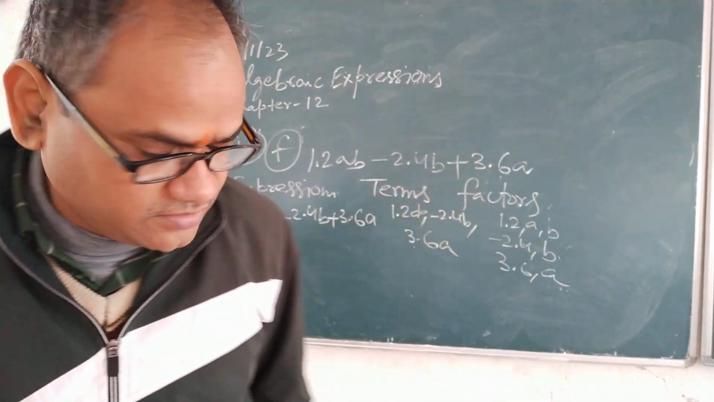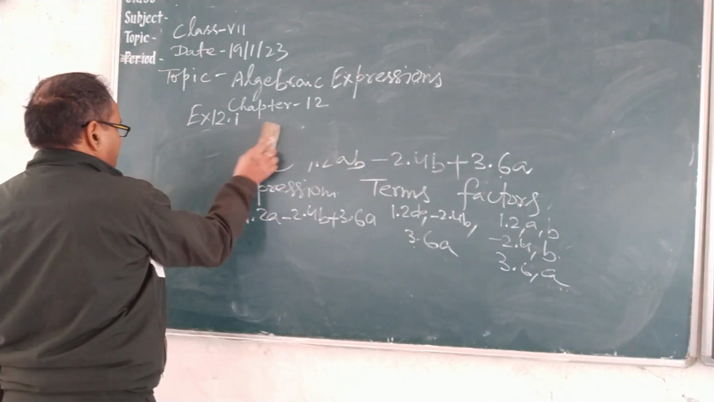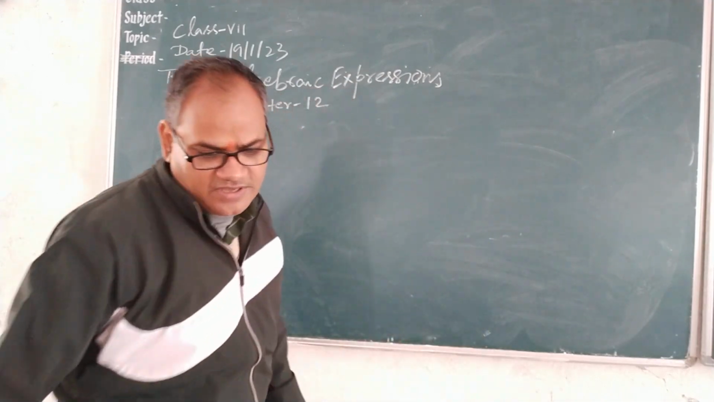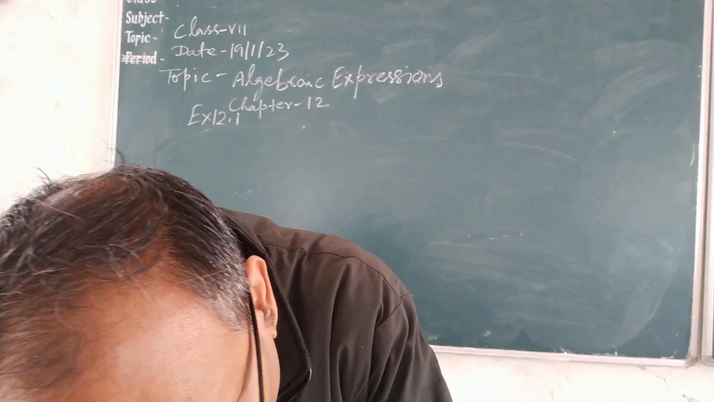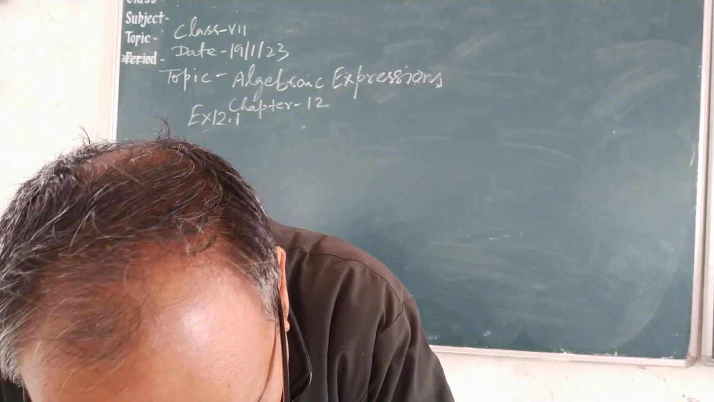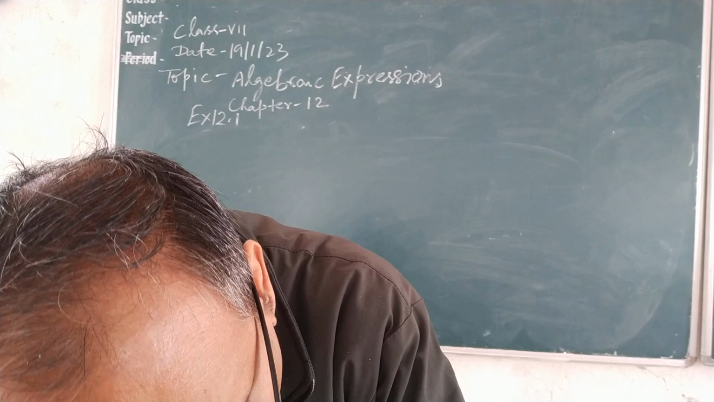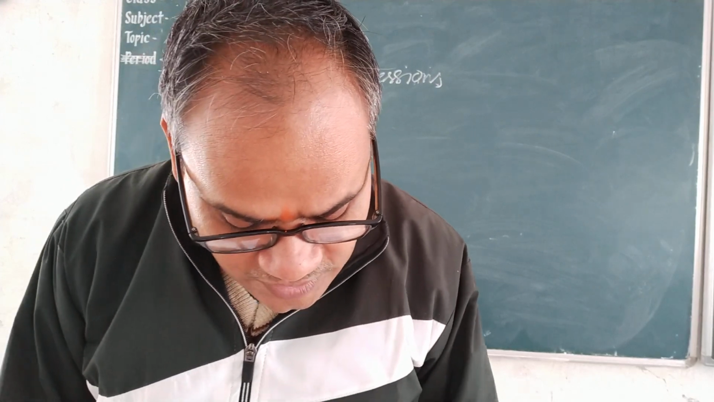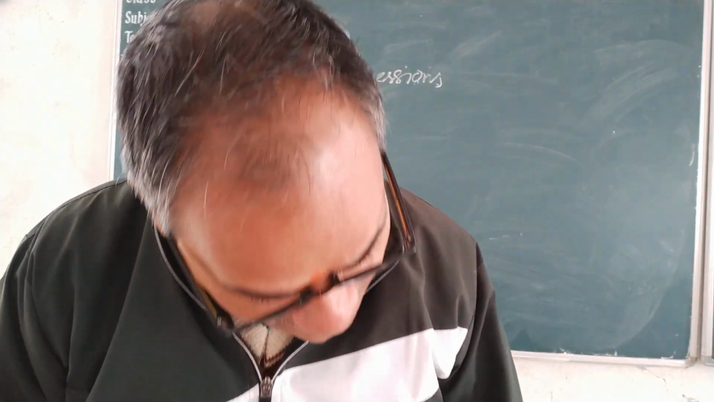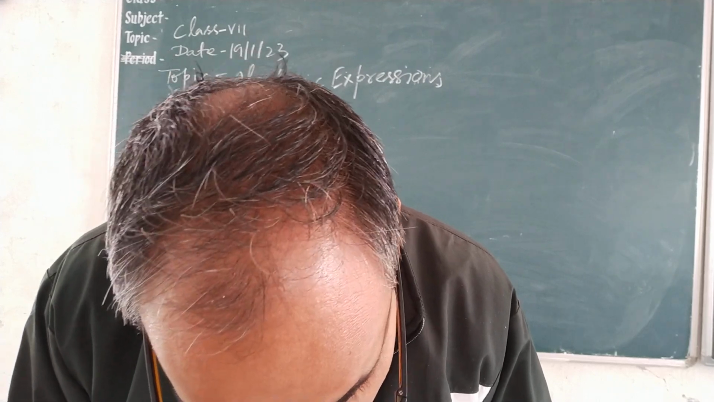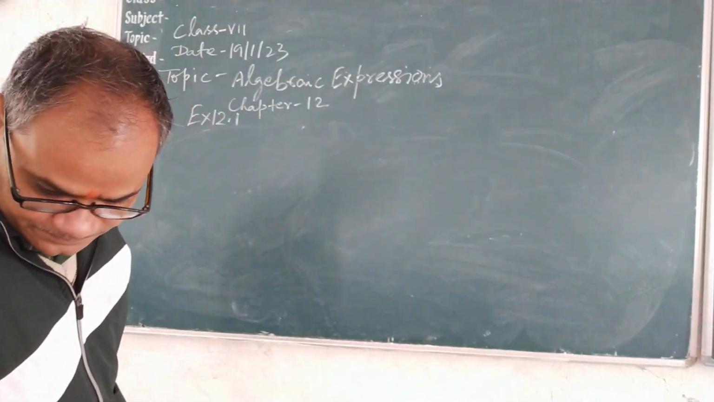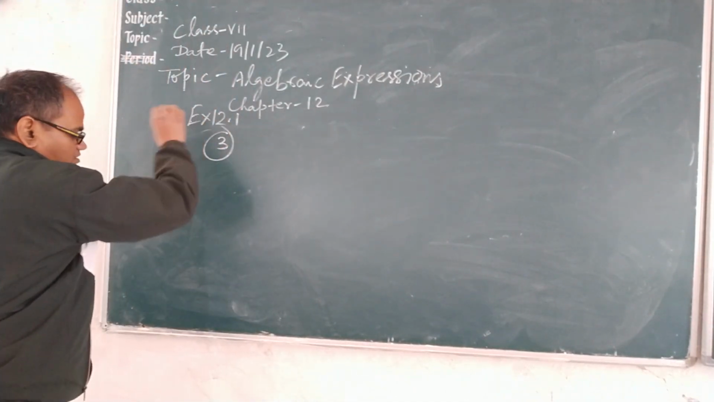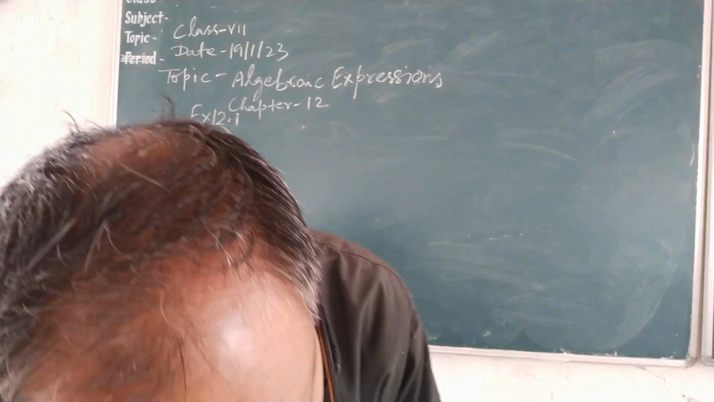Now, question number 3. Look here, children. Identify the numerical coefficients of terms other than constant in the following expressions. Look here, everybody. Question number 3 first.